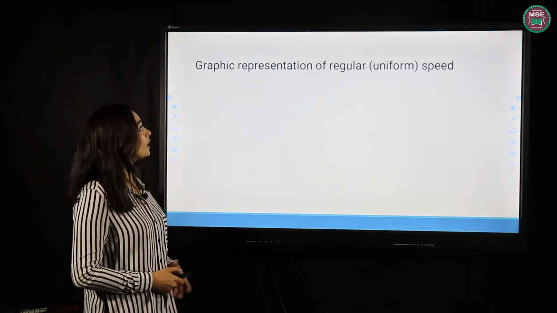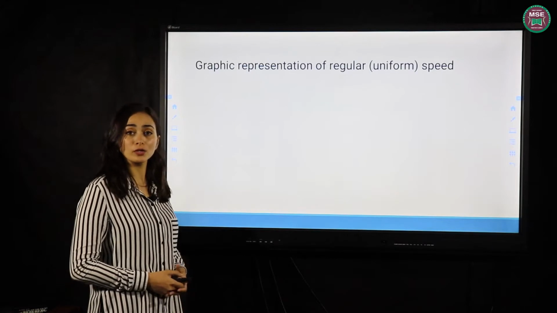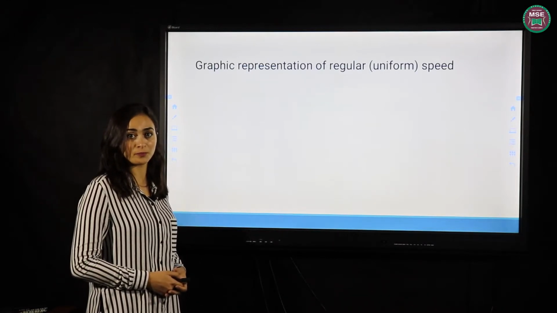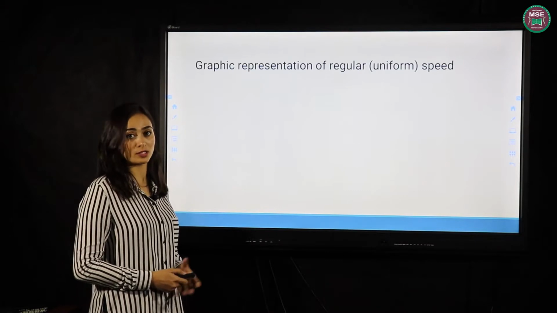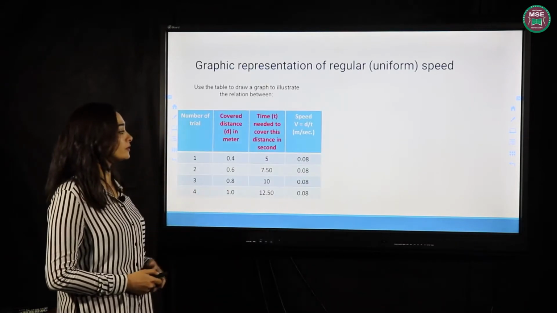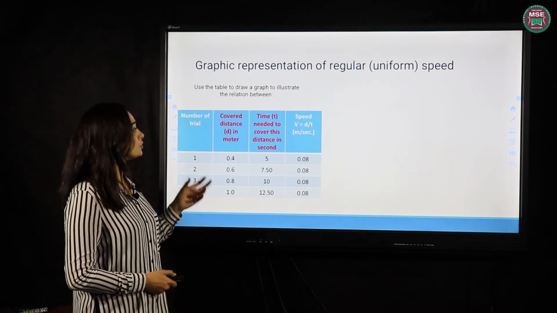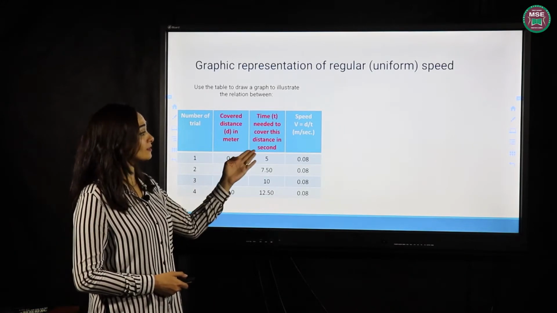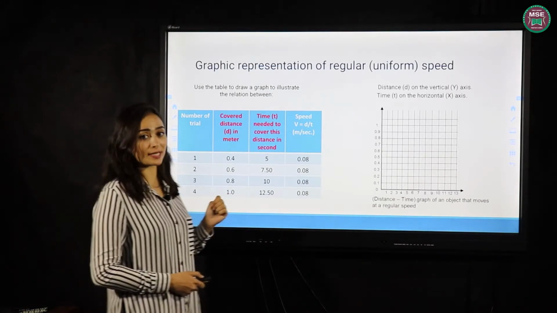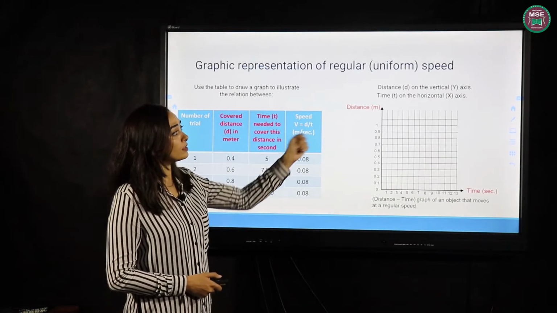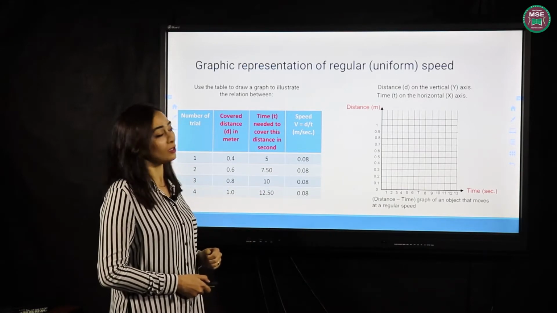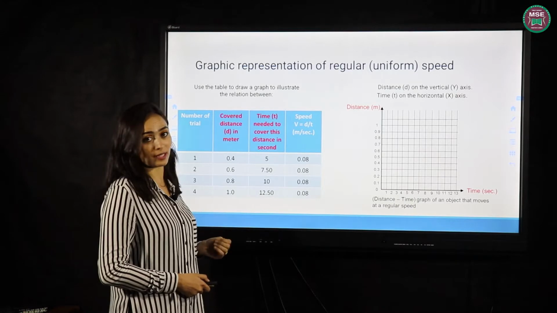Let's see a graphic representation of regular speed, or uniform speed. Do you remember regular speed? It's the speed at which the body covers equal distances in equal periods of time. Here we will use this table to know the relation between distance and time in a uniform graph. We will draw the graph with the distance on the vertical y-axis and time on the horizontal x-axis.